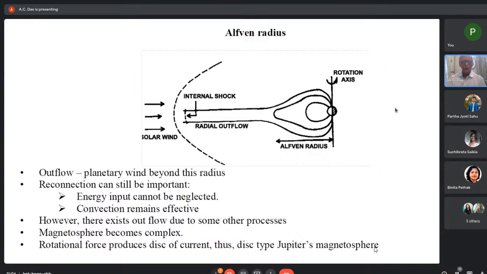And yet, to start with, rotational force produces a disk of the current, and thus a disk type magnetosphere. This is already obvious, that there is a disk type magnetosphere which can be seen, and there is a current flow which is coming out of our screen towards us. So there will be a current coming out of the screen, and that's the large current associated with the disk. We call it a disk current.